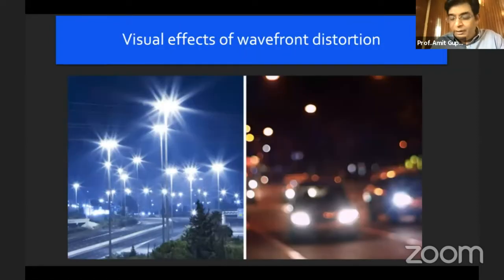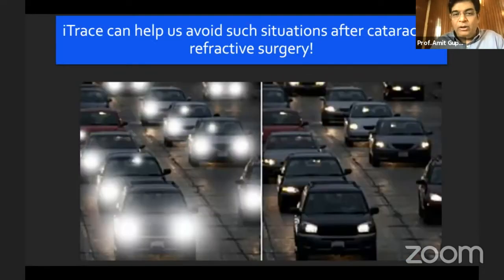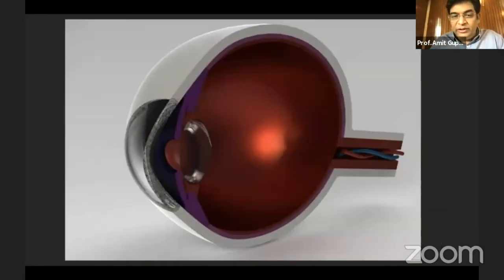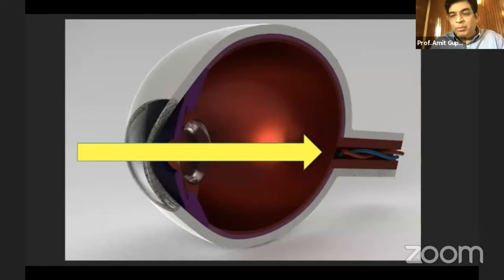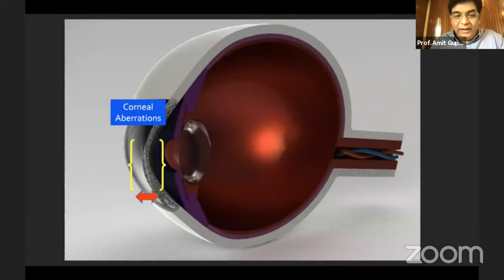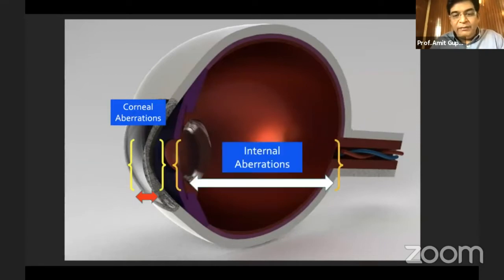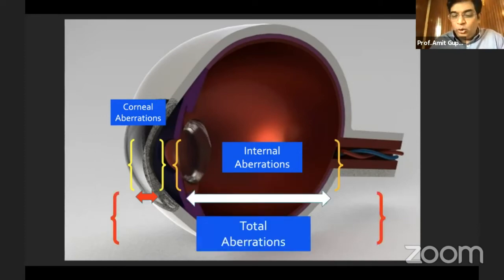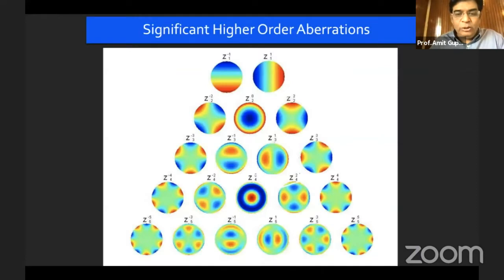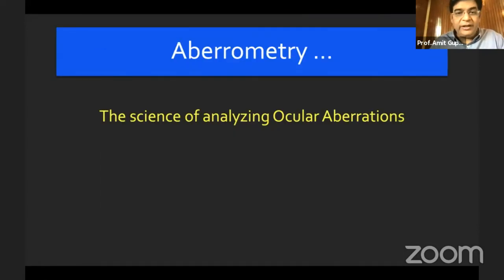The patient is going to have glare, halos, ghosting, and all of the symptoms which can be explained by these kinds of aberrations which occur once the light passes through the media of the eye. So we have the corneal aberrations, and we have the internal aberrations, by which we mean the lens and the media of the eye. Overall, we can then study the total aberrations. These have been mapped into significant higher order aberrations, usually of 6 orders, which are visually significant.